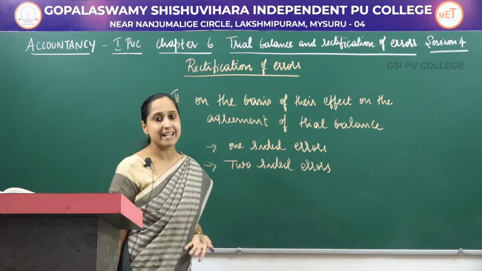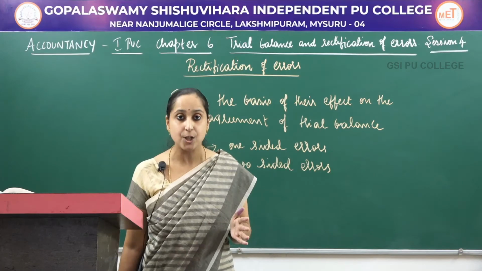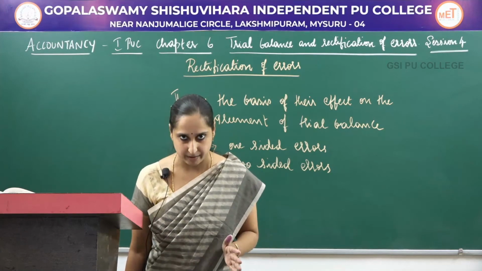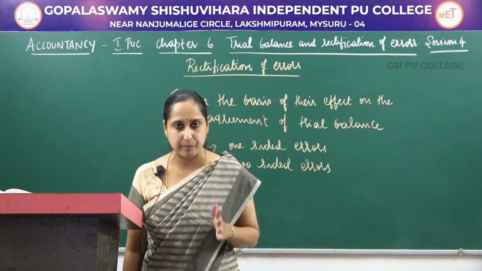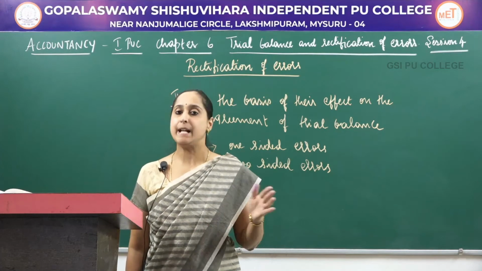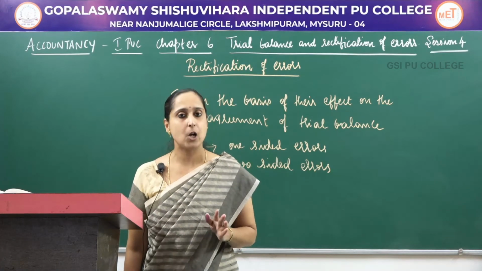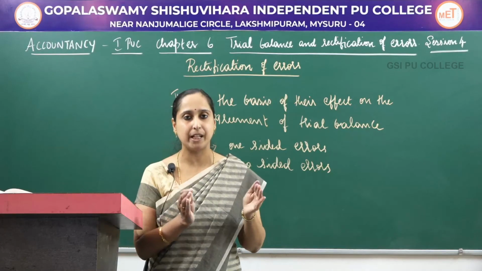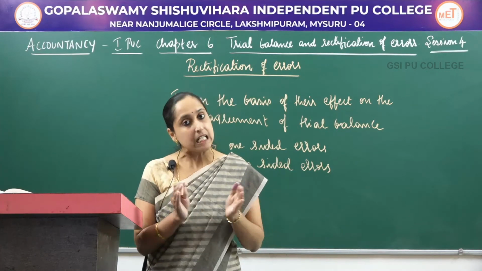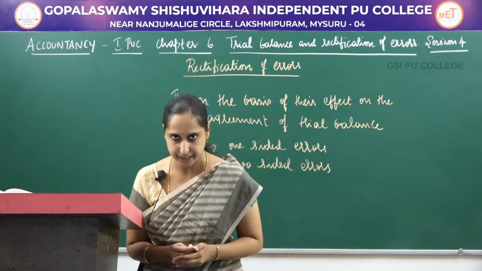Now let us see what is one-sided error. One-sided error means it is an error which affects only one aspect. That we call it as one-sided error. Here one aspect means either it affects debit aspect or credit aspect in the transaction. One-sided error means either the debit aspect is wrong or the credit aspect is wrong. So we call it as one-sided error.